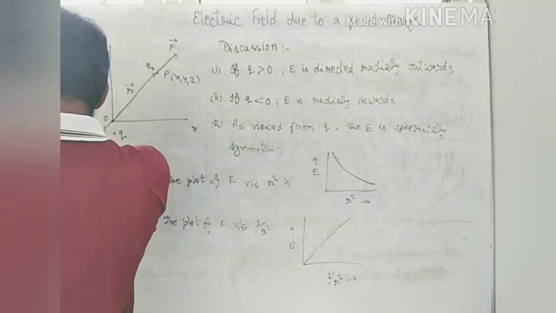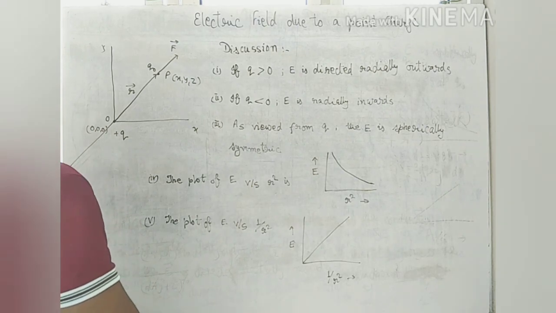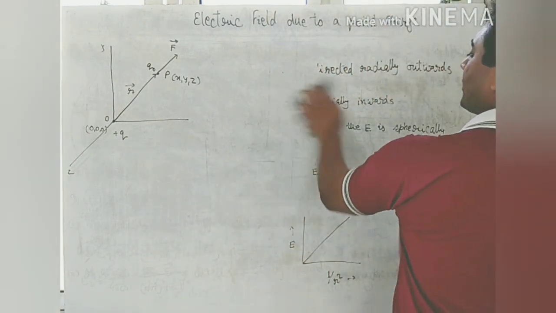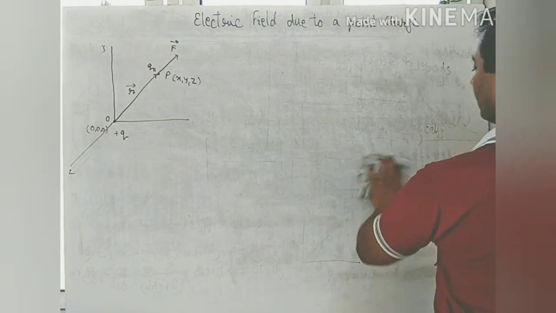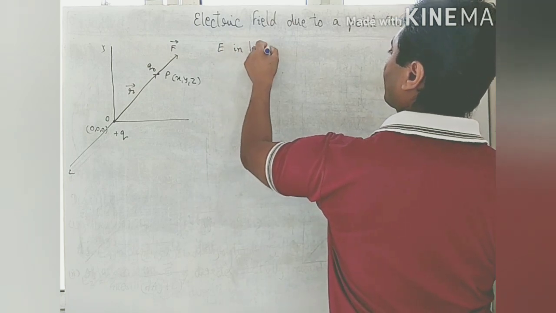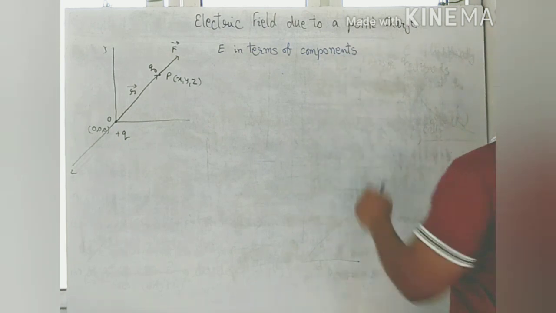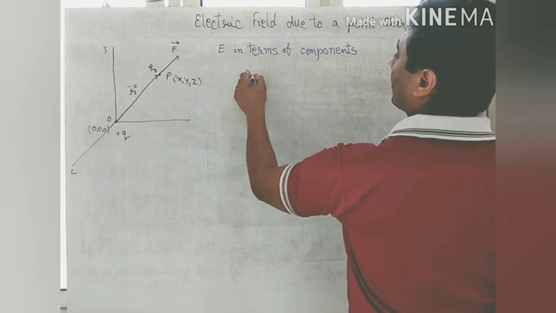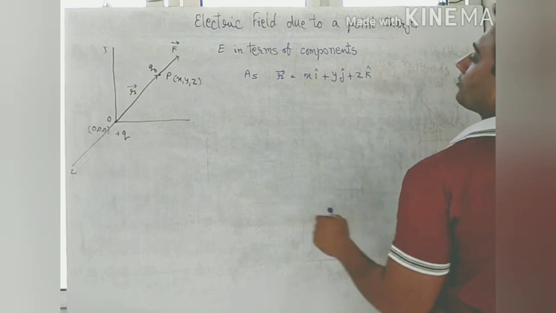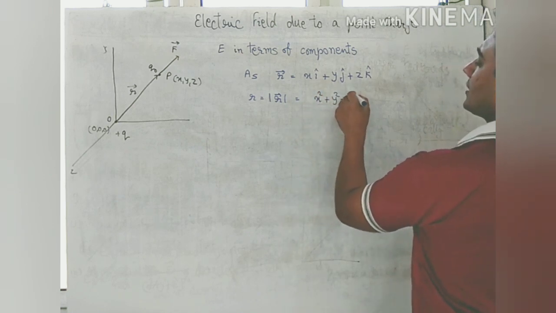Now suppose it's a matter of expressing electric field intensity in terms of its components. So what can we write for that? Let's have the electric field in terms of its components, as we have vector r equal to x i cap plus y j cap plus z k cap, and the modulus of this, which is r, is the square root of x square plus y square plus z square.